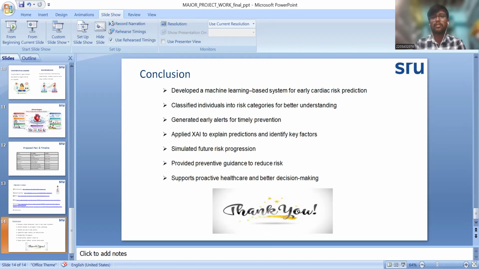As I mentioned, we have used HTML and CSS for the interface, and for the backend we have used machine learning, that is Python. We have used FastAPI to integrate both the front end and backend. That's all. Thank you.